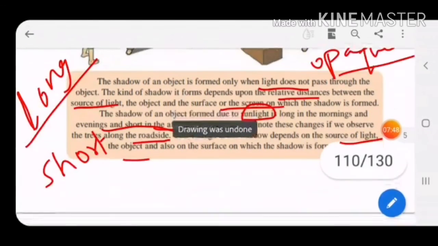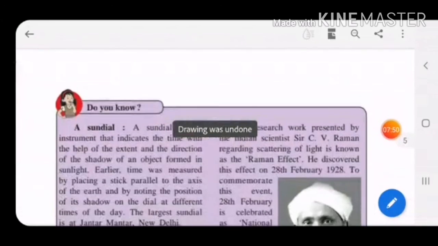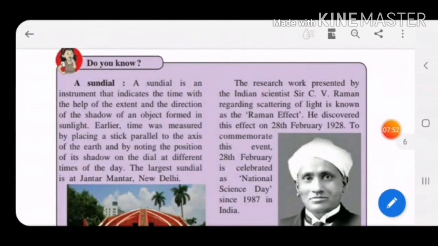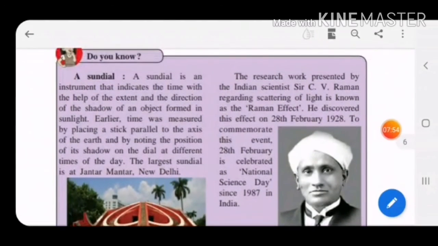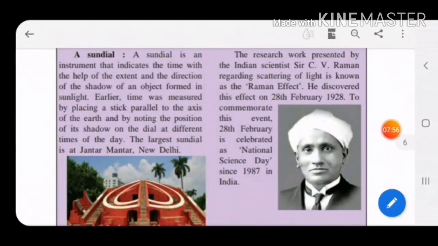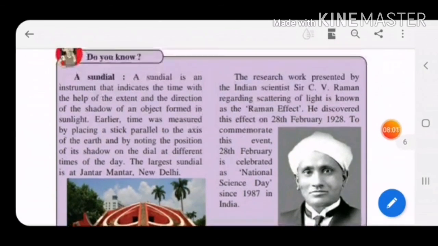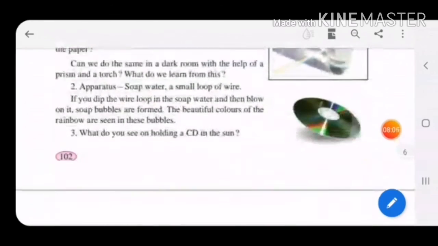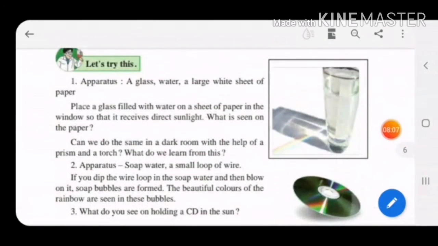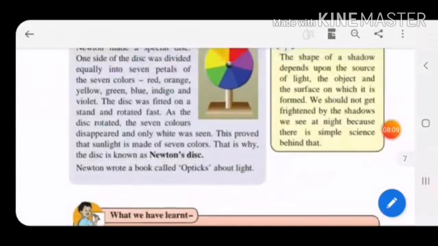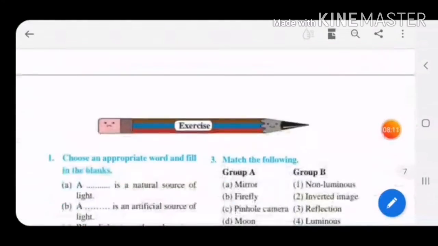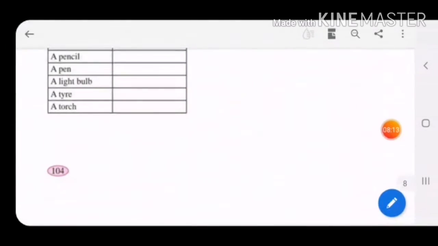So we have seen up to here. In the next part, part 4, we will see, in short, some extra information: what a sundial is, and that 28th February is celebrated as National Science Day in honour of the scientist C.V. Raman. And one more short experiment, Newton's disk. Then we will end this chapter and we will see the question answers.